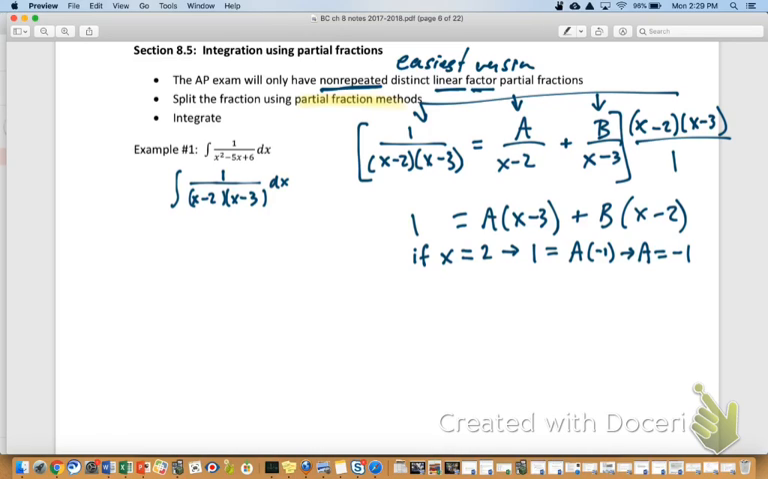Okay. What would I need to do to find the b? I'd need to set the x equal to what? Say again? 3. 3, yep. So if x equals 3, I would get 1 equals a times 0, so just 0, plus b times 1, and look at that. Doesn't b equal 1?